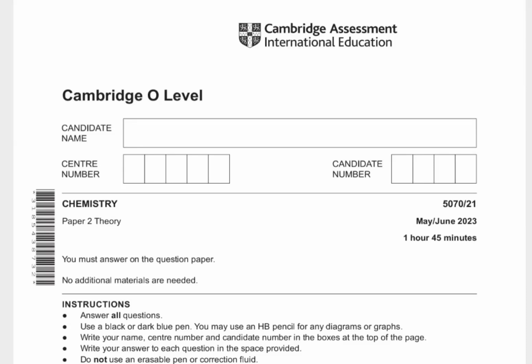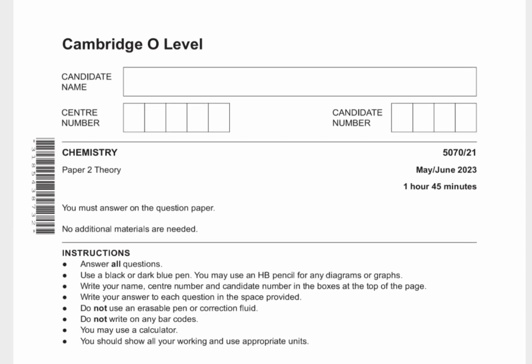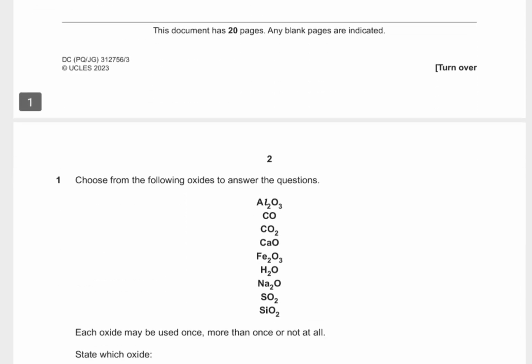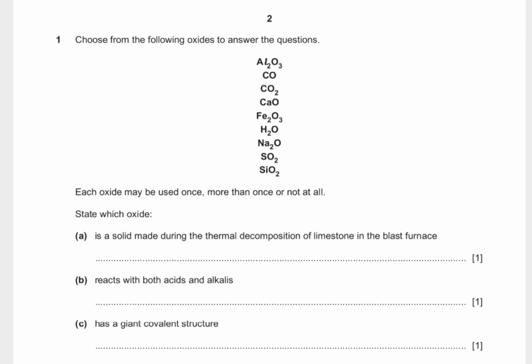It's Cambridge O-level paper, and here we have paper 2 variant 1 from May-June 2023. The first question here is, we have a list of oxides and we have to pick the oxide according to the given statement. The first statement here is a solid made during the thermal decomposition of limestone in the blast furnace.